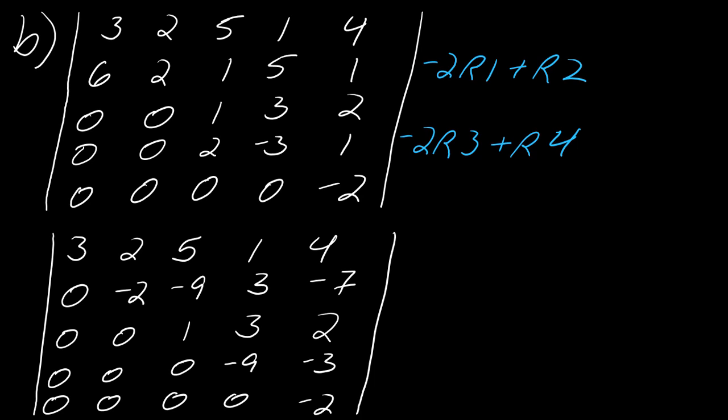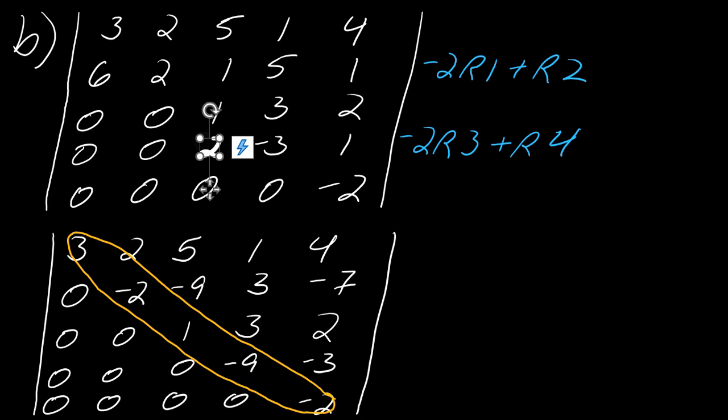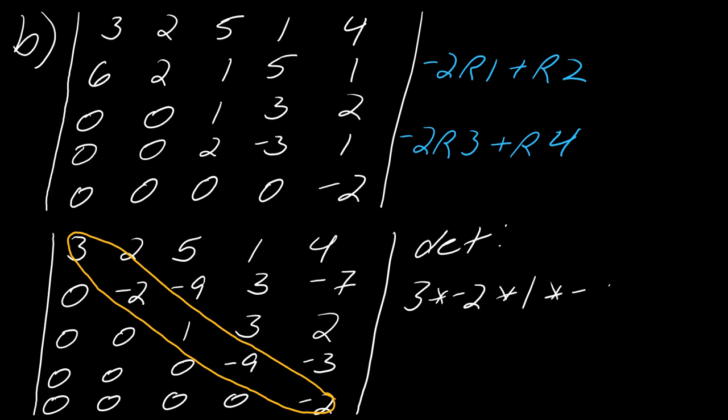So now I have just these entries on the diagonal. And I know from my determinant properties that if I have a matrix in upper or lower triangular form, I can just multiply these together to get my determinant. So my determinant is just going to be 3 times -2 times 1 times -9 times -2. And if I get out my fingers and toes and multiply this together, I get -108. And so that's going to be the determinant. And I don't have to do any other work.